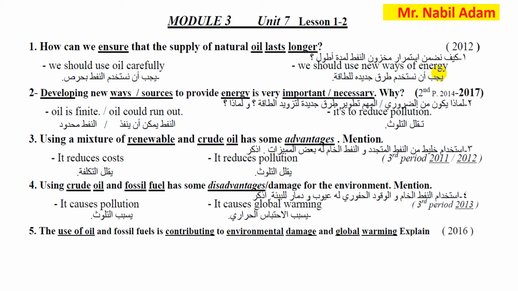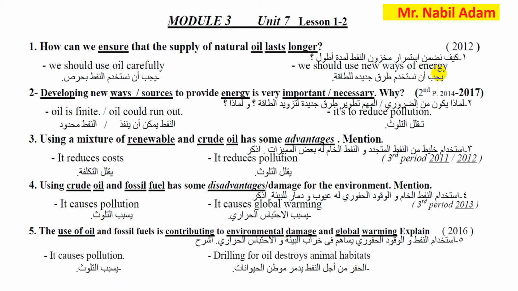The use of oil and fossil fuels is contributing to environmental damage and global warming. Explain. It causes pollution, as we said, it causes global warming. Drilling for oil destroys animal habitat, like the forests, as we said.